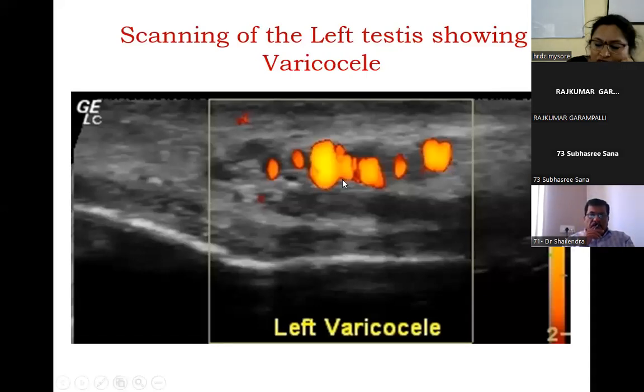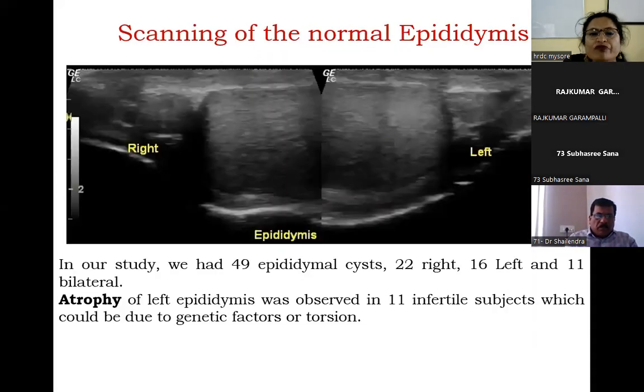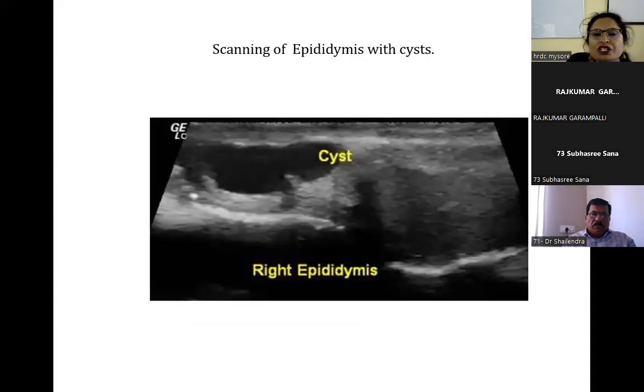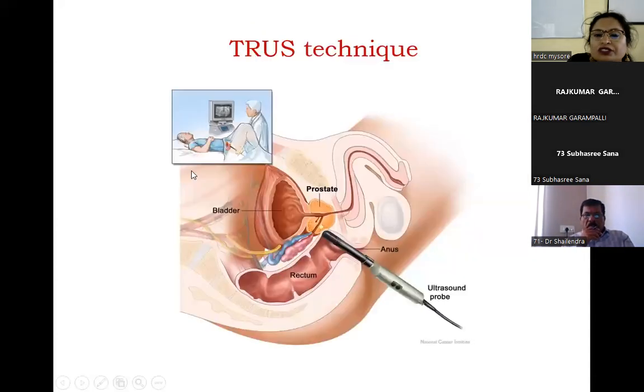Varicocele causes infertility because of more temperature. Varicocele increases the temperature, and increased temperature reduces the production of sperm, oligospermia. And this is the epididymis, and there is atrophy, a regression of the epididymis. The epididymis is very important, where maturation of the spermatozoa happens. And a huge cyst present in the epididymis also causes infertility.